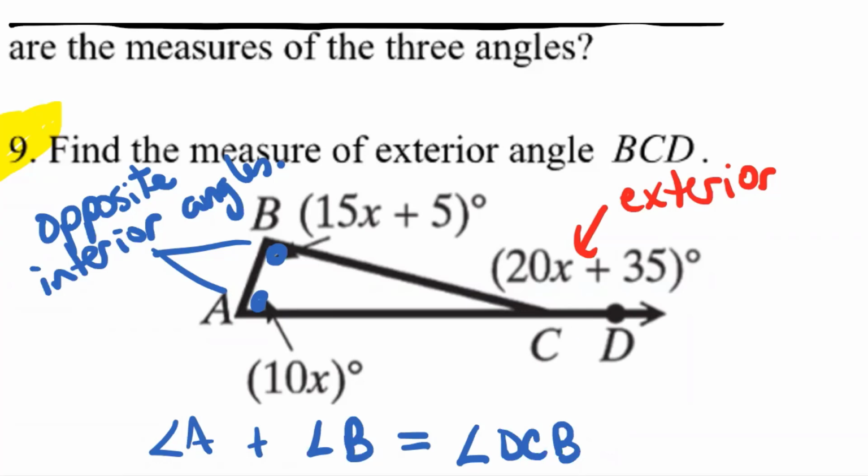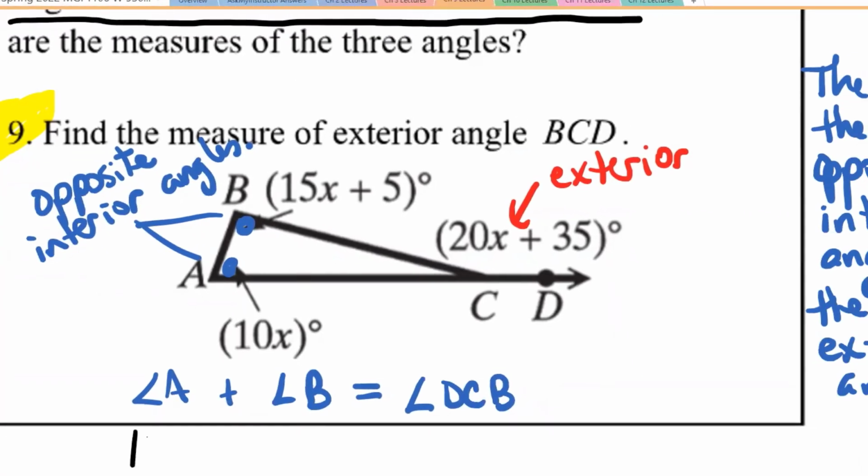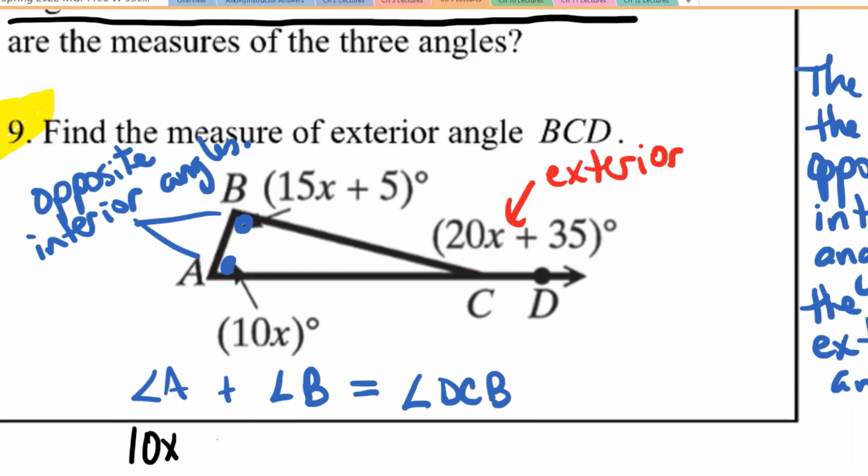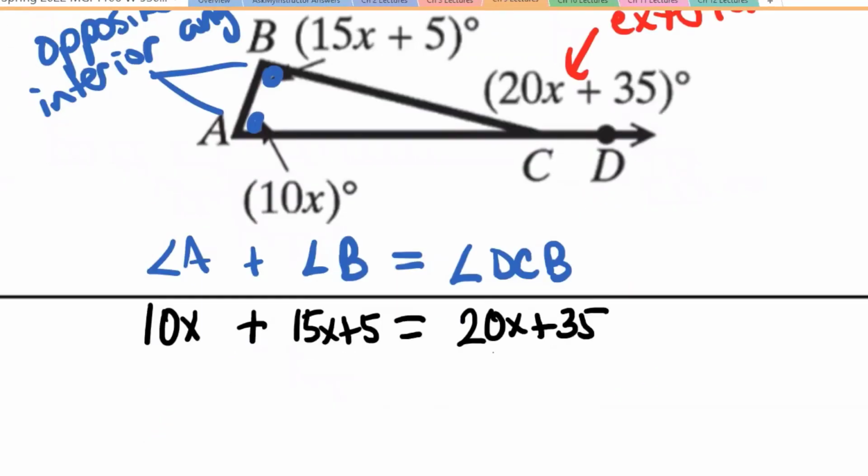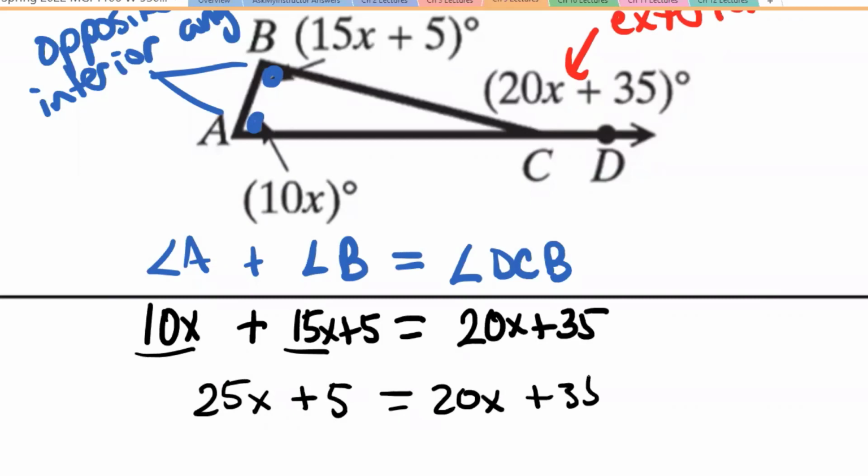All right, so what would the equation be in this scenario? A was 10x, B was 15x plus 5, and the exterior angle is 20x plus 35. Okay, so what would I do first to solve this equation? Combine like terms. 10x and 15x makes how many x's? 25 x's. Plus 5 equals 20x plus 35.